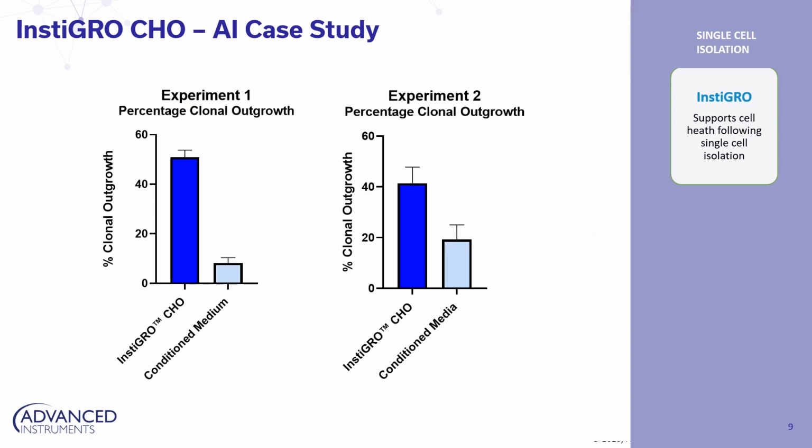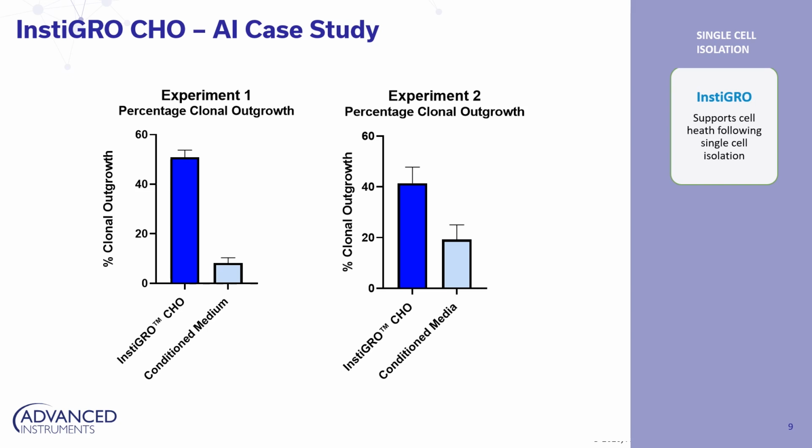The next reagent in the range I will discuss is InstaGrow CHO. In this case study, we showcase clonal outgrowth data between InstaGrow CHO and conditioned medium in 2 repeat experiments. These experiments were conducted under identical conditions but were performed on different days.